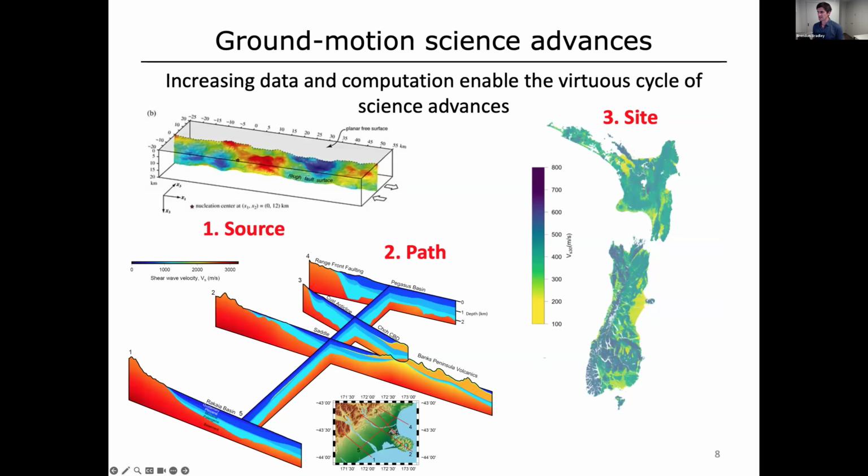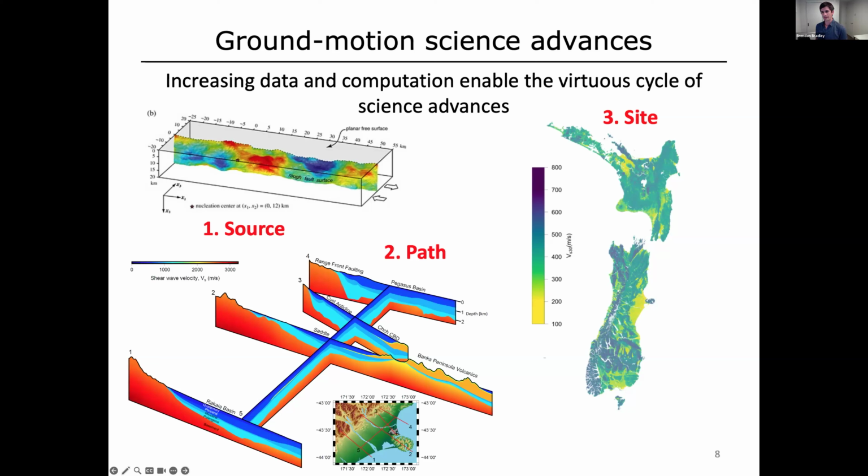And so that increase in data and increase in computation allows this sort of virtuous cycle where we can try more things, we can refine the spatial scales of our problems, we can ingest more data, we can predict more often, we can compare those predictions with observations and go round and round an iterative loop to improve our models.